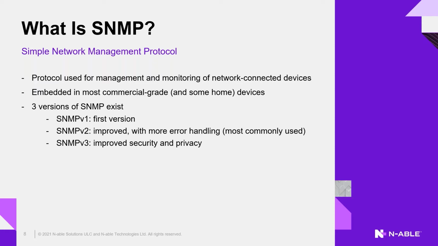Now, the next very important thing is that there are 3 versions of SNMP that exist. You have SNMP v1, which is the first version that ever came out. It's very common out there. You'll see it everywhere. You have SNMP v2, which is improved and has better error handling.